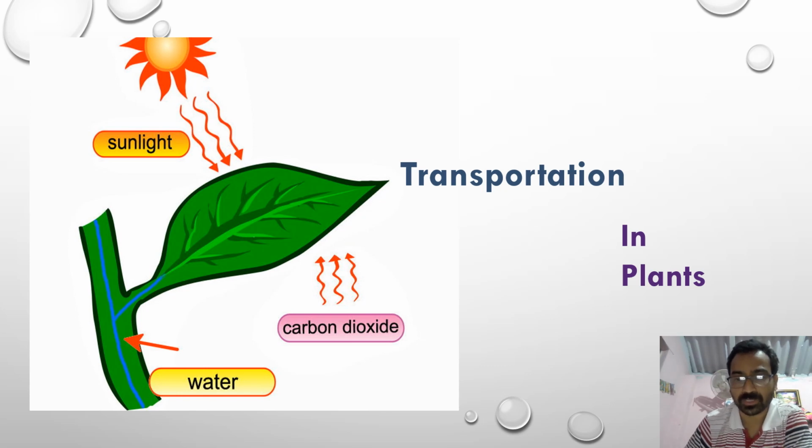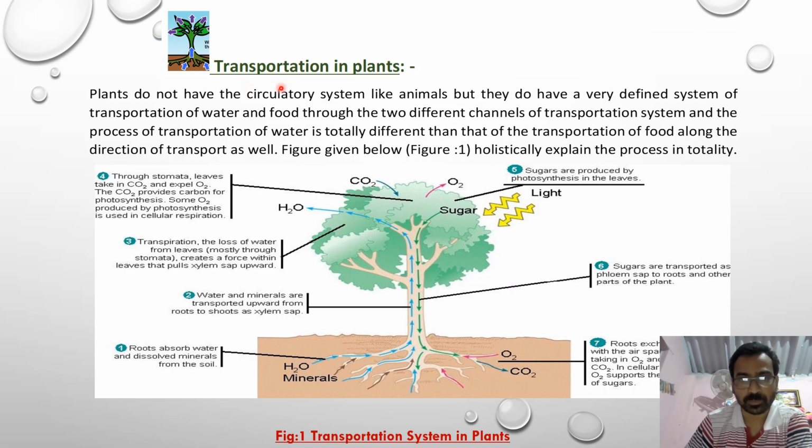About the transportation in plants. Transportation in plants is somewhat different than that of the transportation in animals. In animals, we have learned about circulation. Transportation in plants is totally dependent upon the type of tissue that they have, that is the xylem and phloem tissues. Also, the requirement of a plant is very different than that of the animal tissue. Structurally, they are very different organisms.